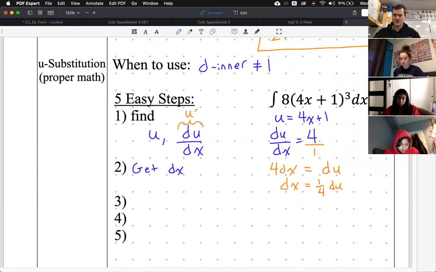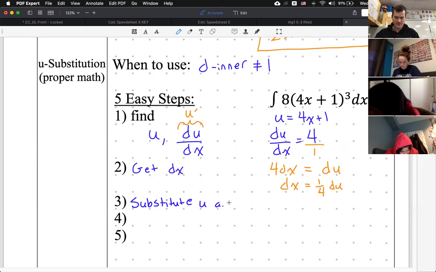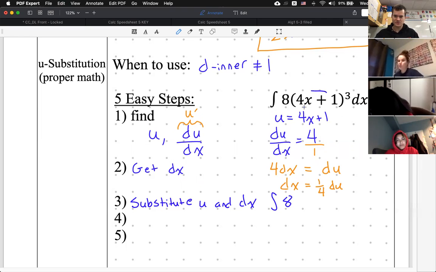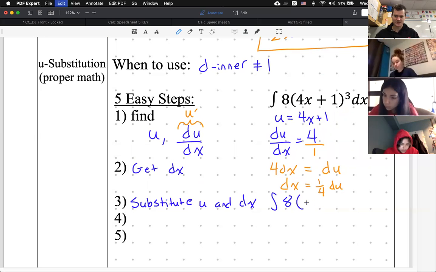What's step number 3? Step number 3 is kind of the weird part here, but it makes sense logically. So you're going to substitute u and dx. So look back to our original problem. Our original problem had that integral symbol, so I'll rewrite that, the integral symbol. I had an 8, so rewrite the 8. But this 4x plus 1, that's not 4x plus 1, that is u. U is 4x plus 1. So in parentheses here, I don't really need the parentheses because it's just one variable. I can just say 8u to the power of 3.